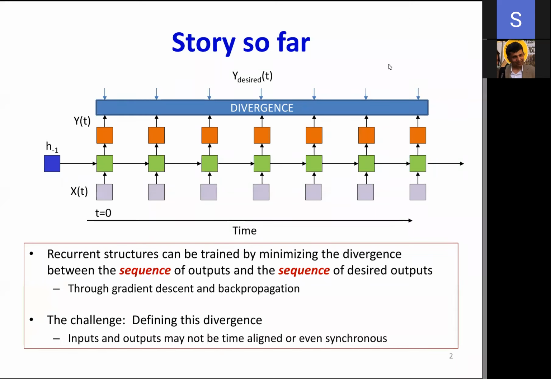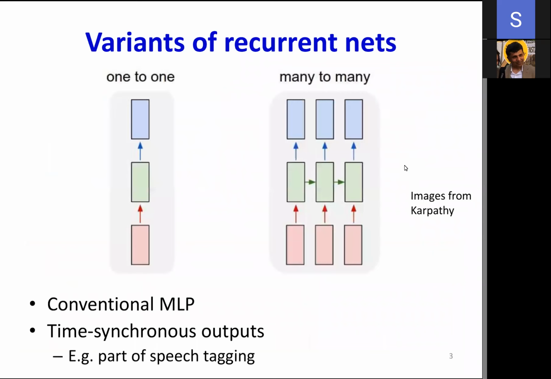So, for example, if you were performing speech recognition, then the output is going to be a sequence of words, and the desired output is going to be a different sequence of words, and the 2 may not even be the same length. In this case, how do you define the divergence? So these are issues we have to worry about, and we will see how we can tackle problems of this kind in the next few lectures.